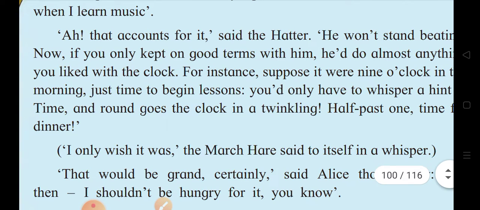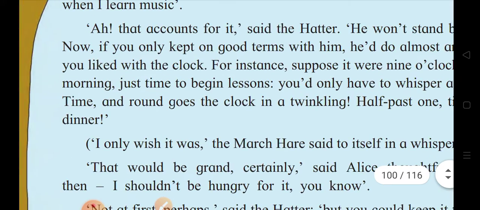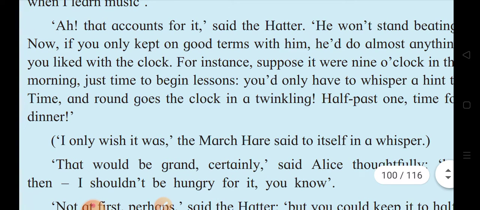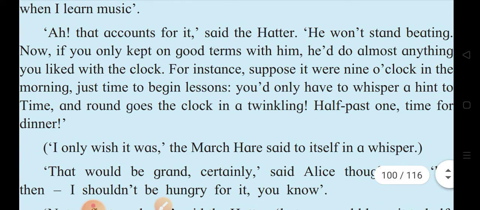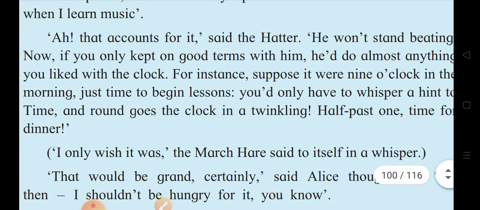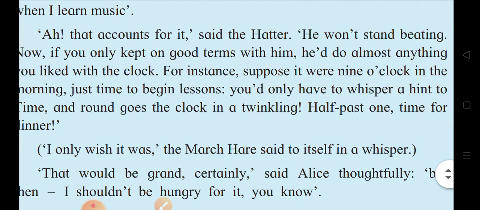"Now, if you only kept on good terms with him, he'd do almost anything you liked with the clock." So he says that if you are on good terms with the time, meaning you are good to him, then he will do almost anything you like with the clock. If you move the clock or the time, he will allow you to do anything. He's saying it like that.